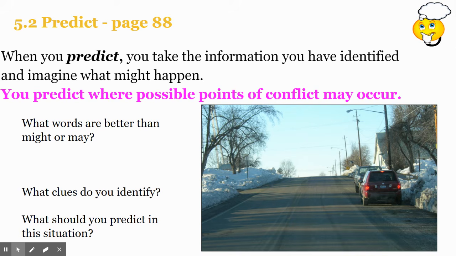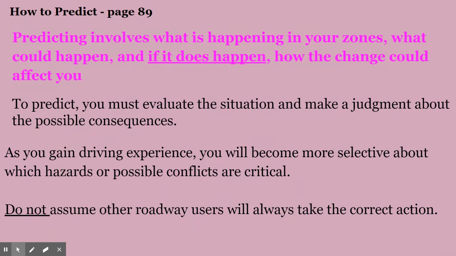Okay, so section 5.2 is about the predict step. When you predict, you take the information you have identified and imagine what might happen. You predict where possible points of conflict may occur. Predicting involves what is happening in your zones, what could happen, and if it does happen, how the change could affect you. To predict, you must evaluate the situation and make a judgment about the possible consequences.